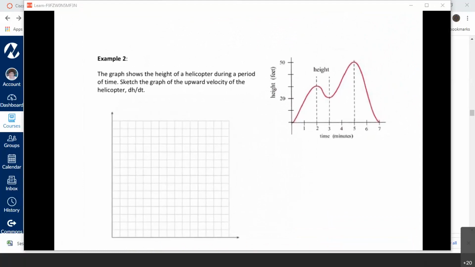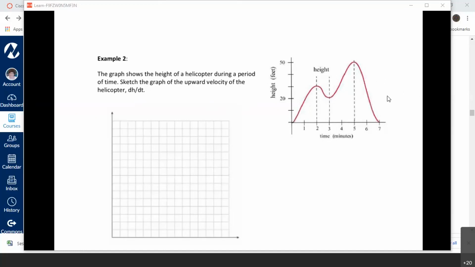I apologize. While I'm trying to get my tech to work, let's just take a look at this graph. Again, you can see velocity is the first derivative of position. So the helicopter starts here on the ground. It goes up, it hovers for a while, it comes back down, hovers for a while, goes back up, and comes back down and lands. So what we're looking for here is the graph of the derivative of this function.